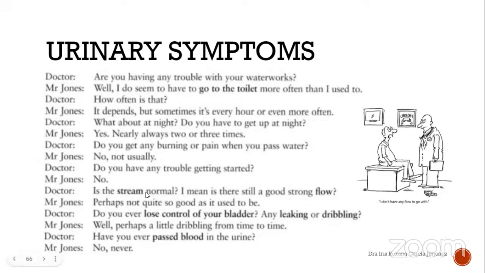Is the stream normal? When we talk about the stream, we consider that according to the stream, we can infer a pathological situation if it's changing, right? The same with the flow. If both of them change, we can infer that something is making an obstruction, making occlusion of the urethra, and well, it could change because of that.